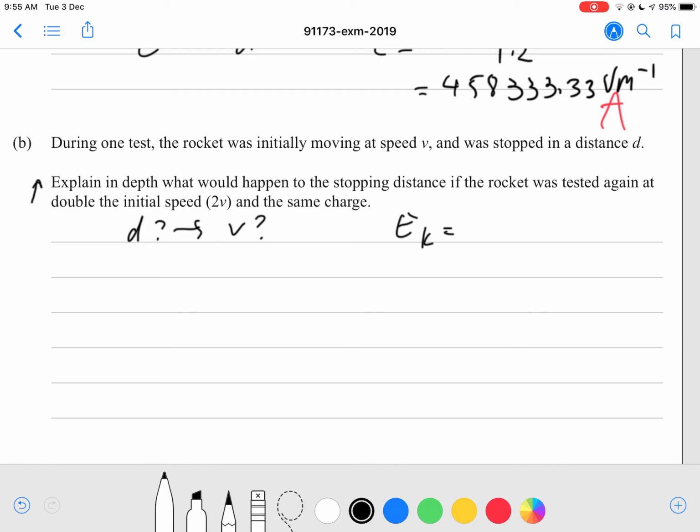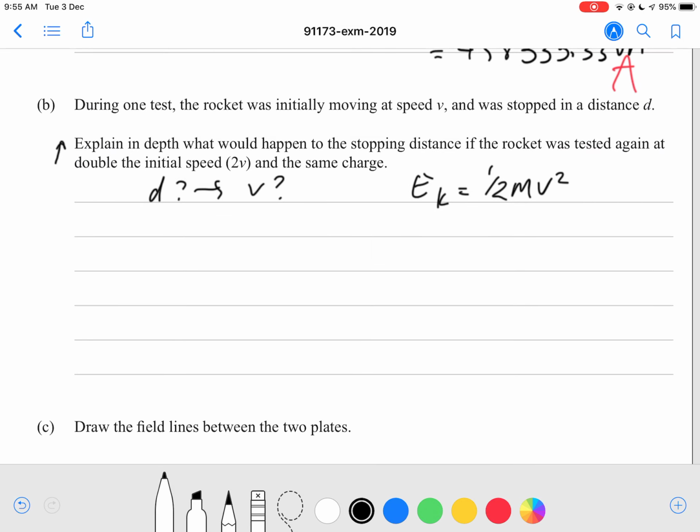So we know that EK equals half mv squared, and we know that the velocity has been doubled. By doubling the velocity, we are actually increasing the kinetic energy by 4 times. The reason for this is because the relationship is v squared. So you can think of it this way. It says double the initial speed, which is 2v. So we say EK equals half m 2v squared. Well, sorry, not exactly. If we say EK equals half mv squared, and we replace v with 2v, we get 2 squared.